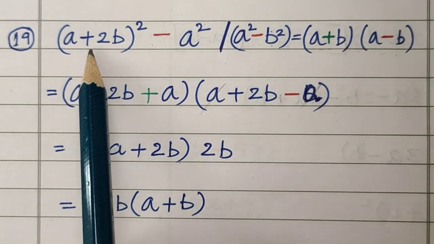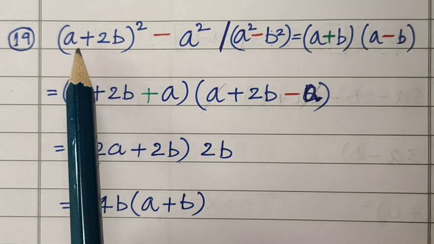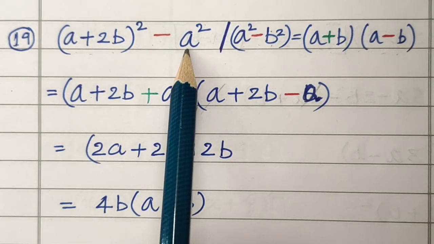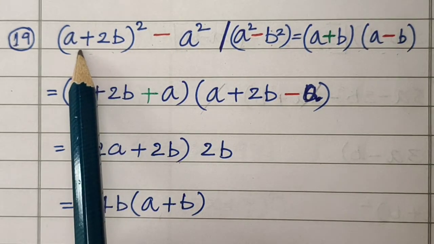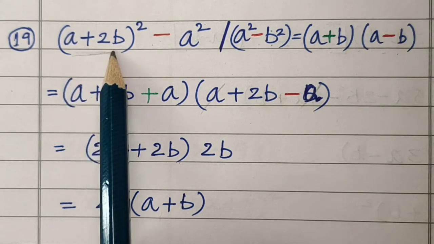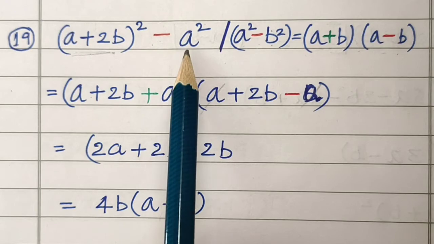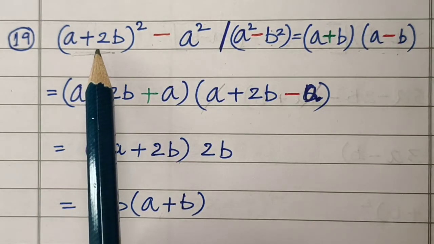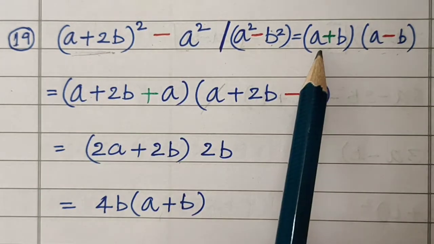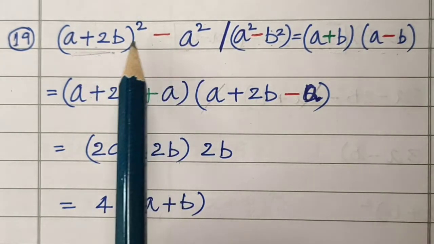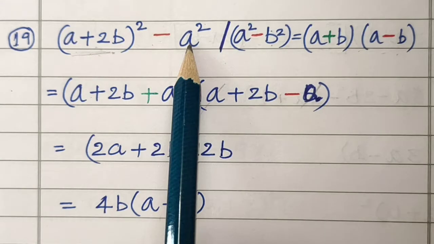Do not expand. What is there in place of a? We have a + 2b, the whole square. In place of b we have a². This is in the form of a² − b², and that can be written as (a + b)(a − b), that is, this plus this into this minus this.